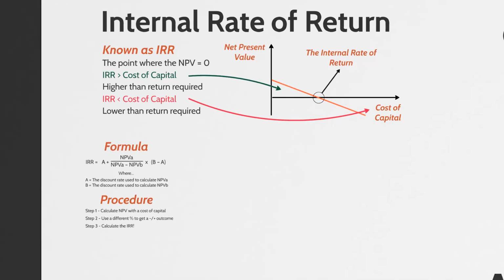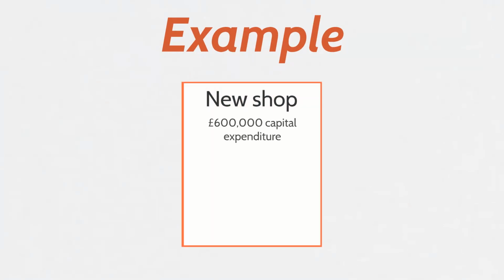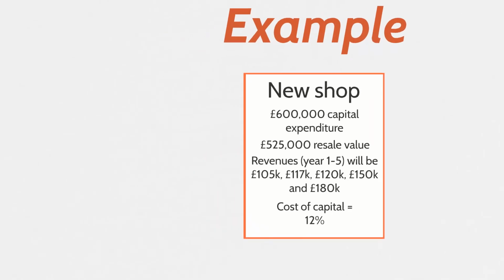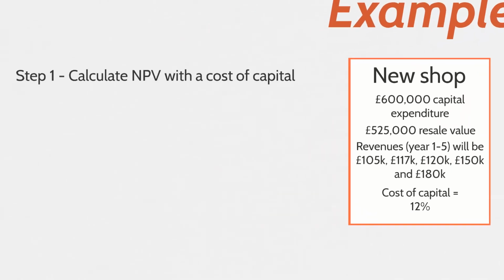So let's use an example to demonstrate this. Let's say that we've got a new shop at a company, and this new shop is going to be £600,000 in initial capital expenditure. It's going to have a £525,000 resale value at the end of the period, and the revenues for the 5 years will be 105,000, 117,120, 150, and 180,000 over the 5 years. And the cost of capital currently used at this organization is 12%. So the first step is to calculate the net present value with that cost of capital.